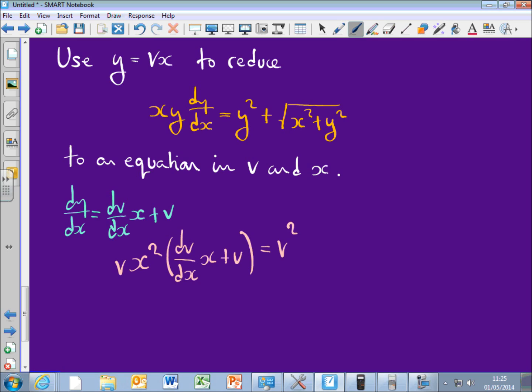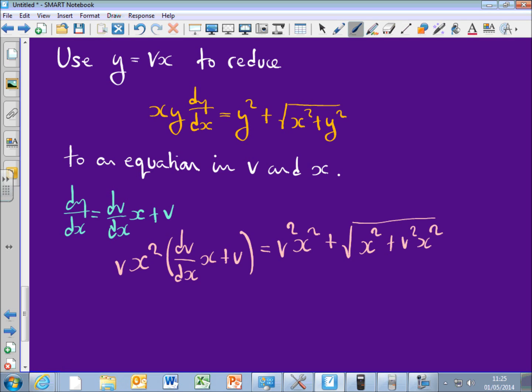Do you agree with this, guys? And then in this square root, I'm going to get x squared plus v squared x squared. Now, at this point here, I've done it. I've managed to turn it into an equation in v and x, but it doesn't look very nice. Did you all get that?